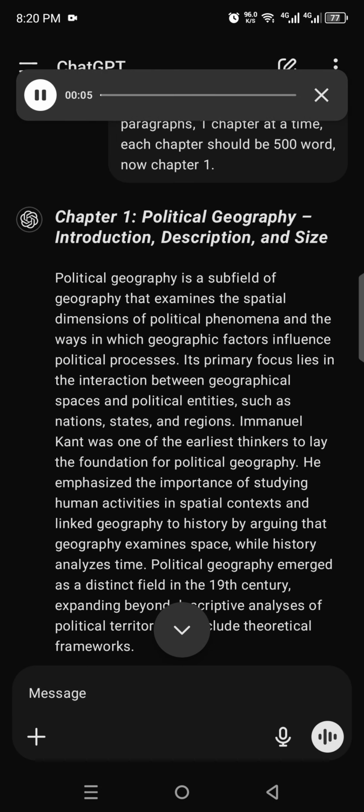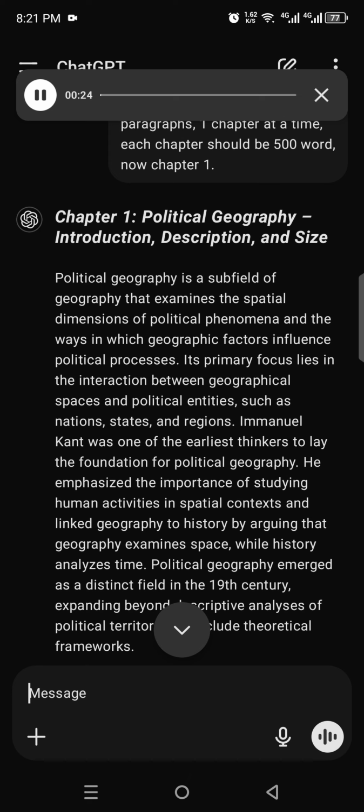Political geography is a subfield of geography that examines the spatial dimensions of political phenomena and the ways in which geographic factors influence political processes. Its primary focus lies in the interaction between geographical spaces and political entities, such as nations, states, and regions.